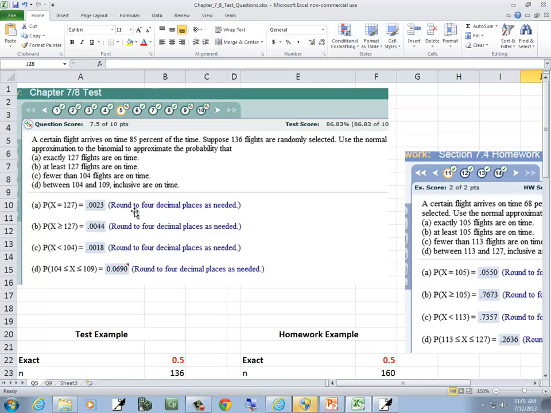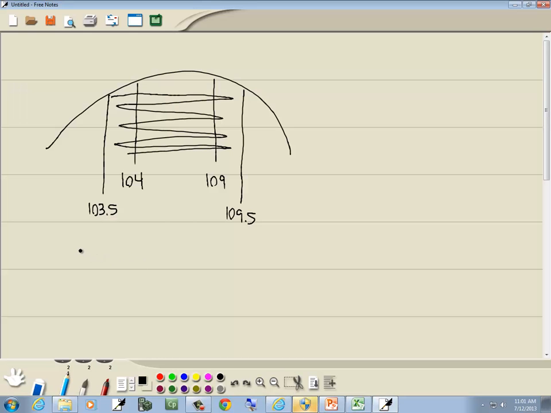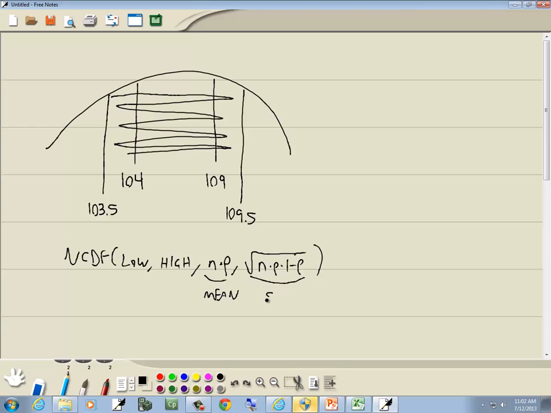Now our mean. Normally, if I was doing this in the calculator, we would use normal CDF, and we do our low value, our high value, our mean, which is n times p, and then the standard deviation, which is the square root of n times p times 1 minus p. Well, in Excel, we still need the mean, and we still need the standard deviation.